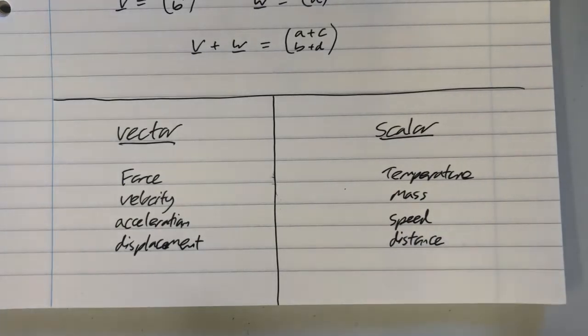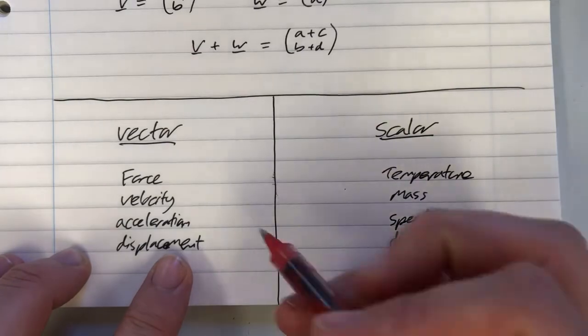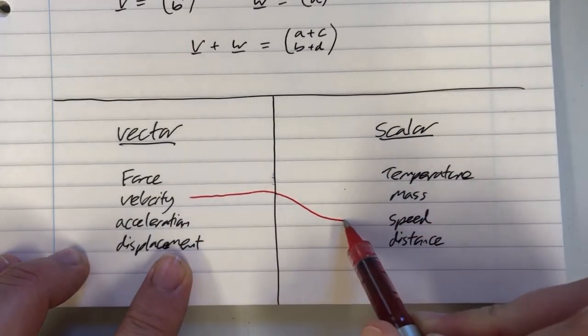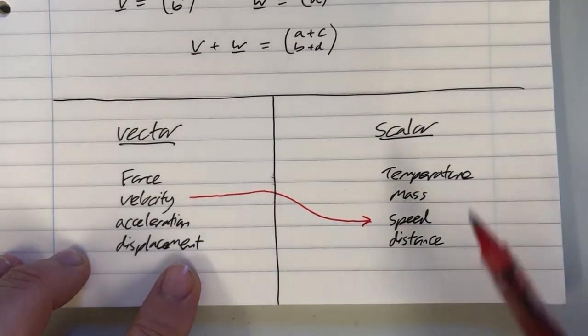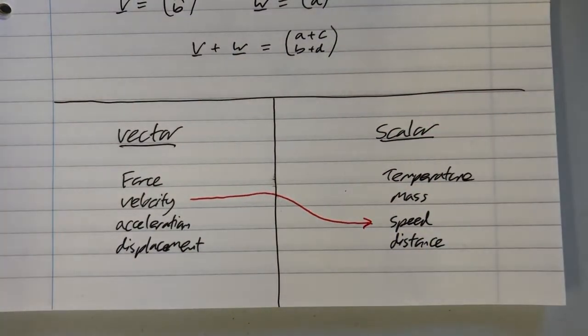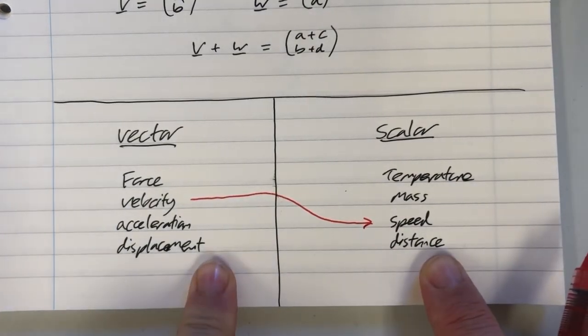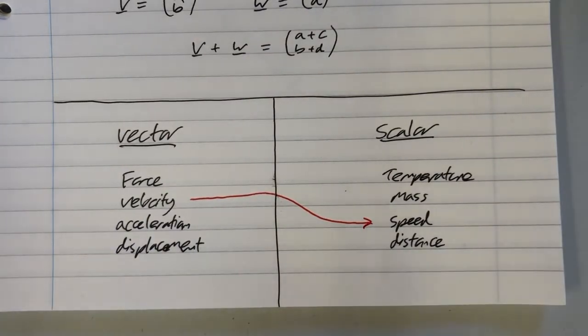Speed and distance are interesting because although it does make sense to have 5 meters per second in a certain direction, it is still classed as a scalar because what you do is you take the velocity and you apply Pythagoras' theorem, up here, the magnitude, to become a scalar. So actually speed is the magnitude of velocity in the same way that distance is the magnitude of displacement. So speed and distance, they are scalars, and velocity and displacement, they are vectors.